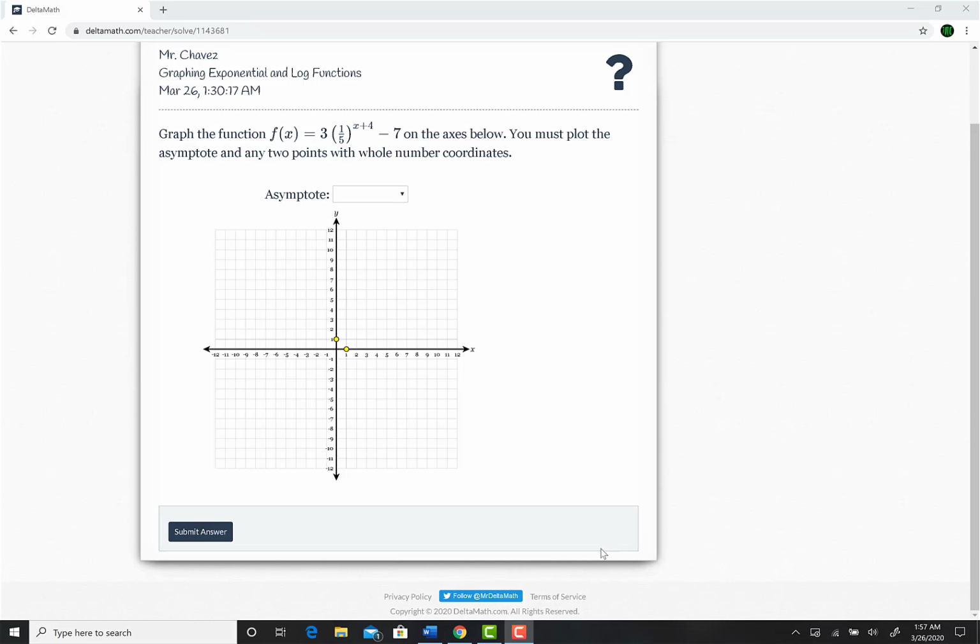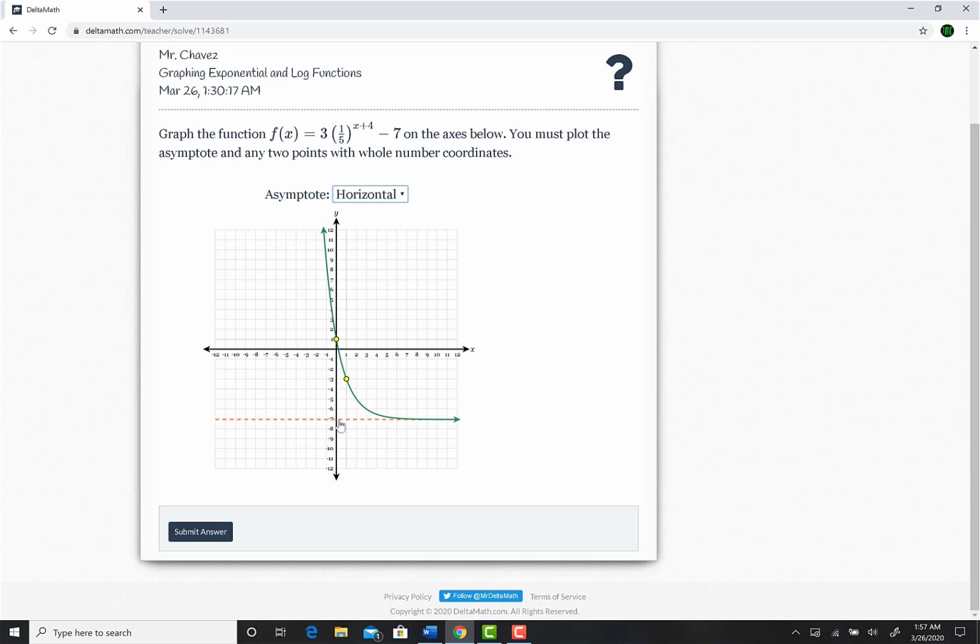All right, guys, here's that same problem that we just had. It says you must plot the asymptote and any 2 points with whole number coordinates. So notice it says whole number coordinates. The first thing we said was that -7 means your exponential function shifts down 7. So that means I'm going to have a horizontal asymptote at -7. And I just go to -7 and there it is.